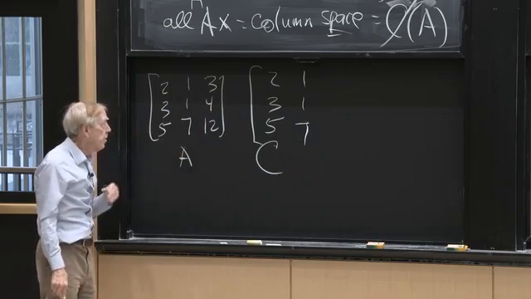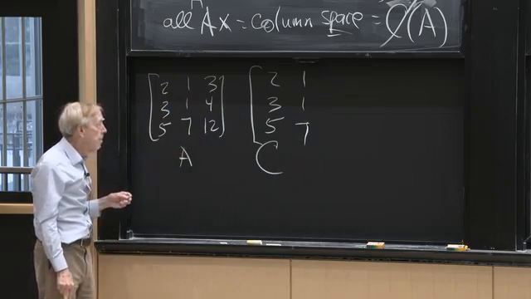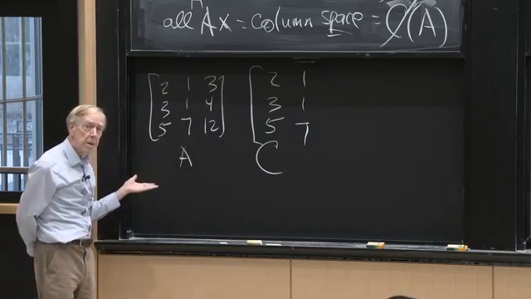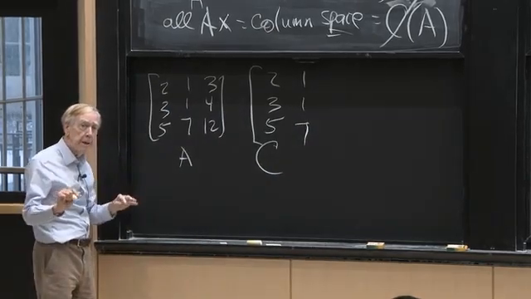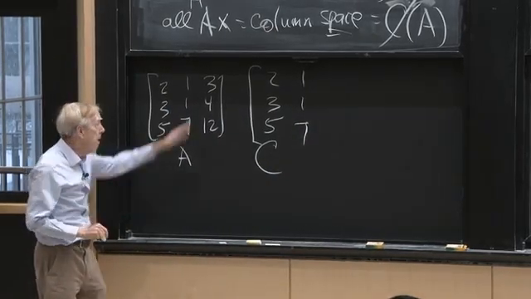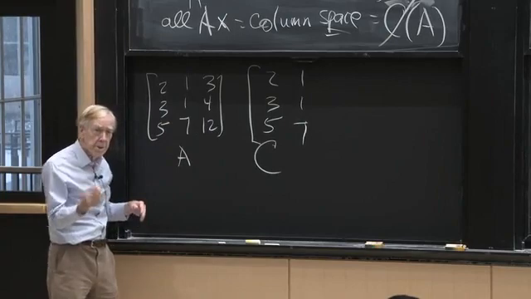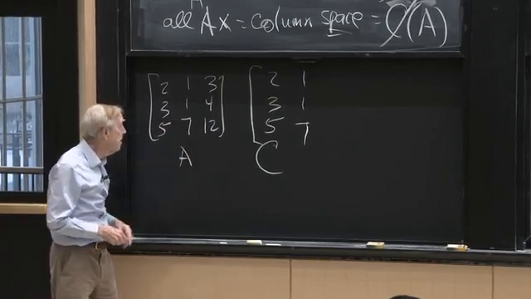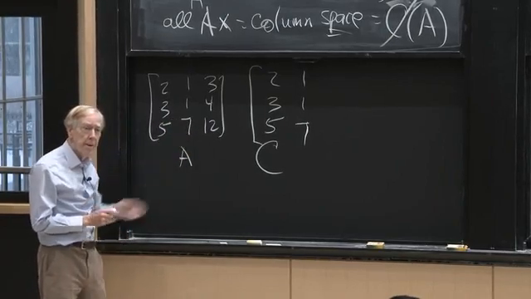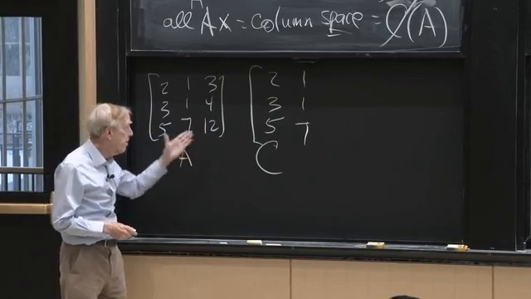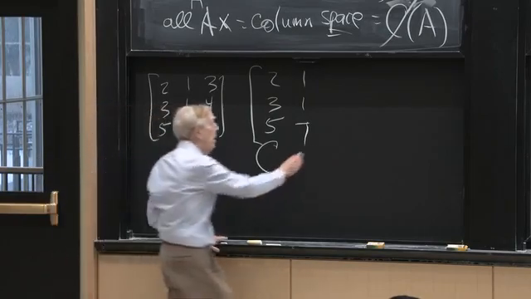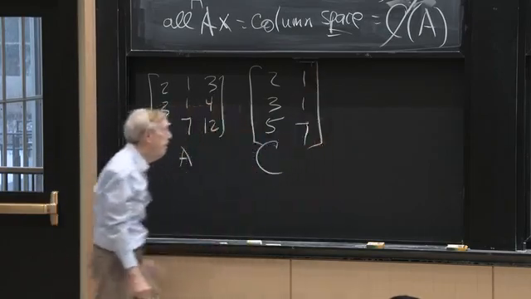Then I move on to the third column. Do I put that into a basis? You know the answer by now, no. Because I'm looking to see, is it a combination of these guys? And it is. It's one of that plus one of that. So it's not independent. So I've finished now.